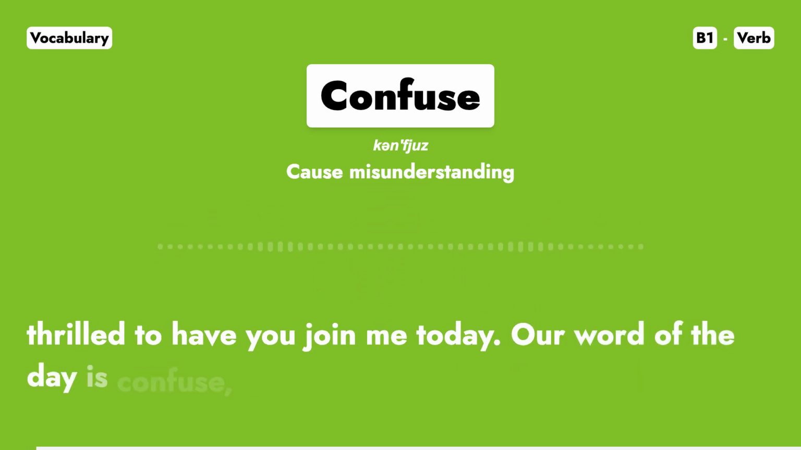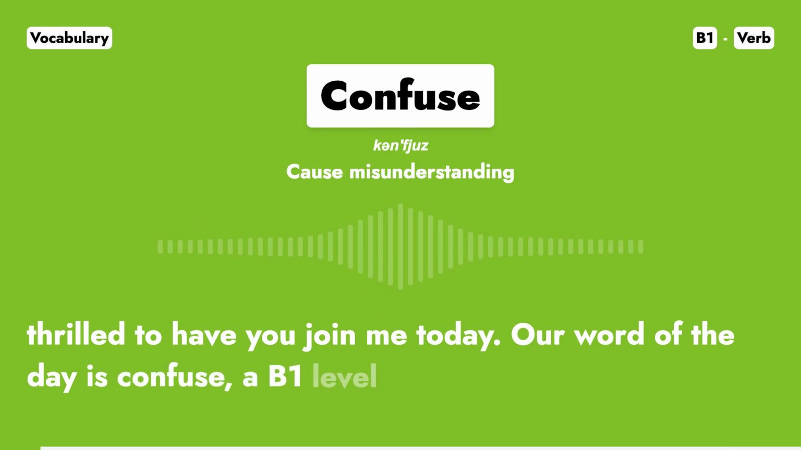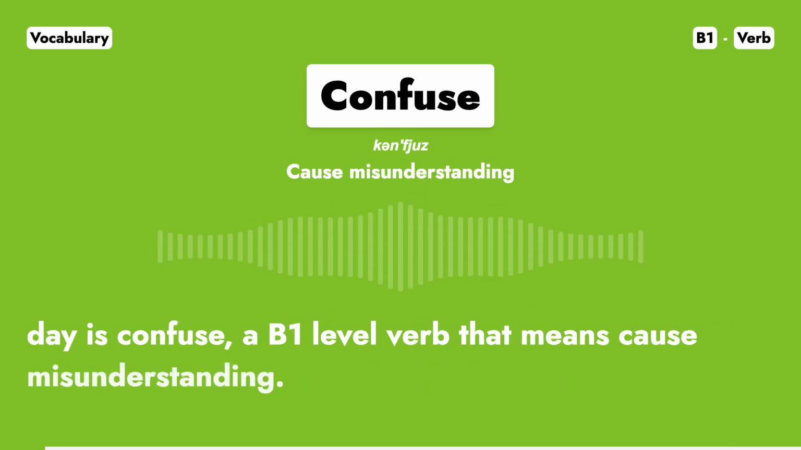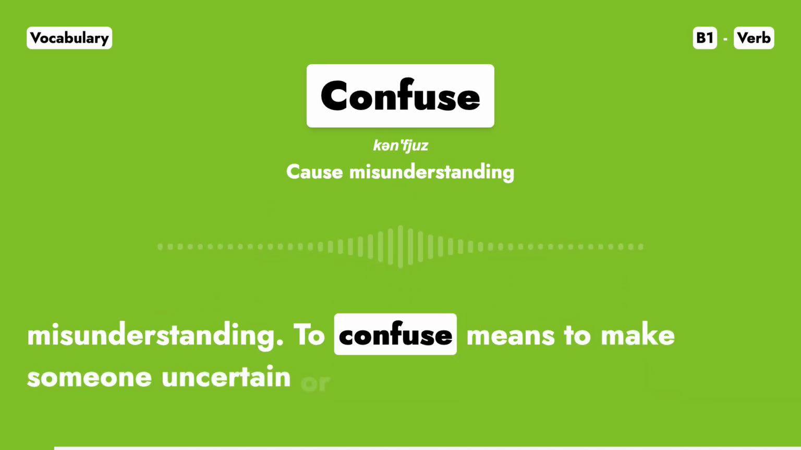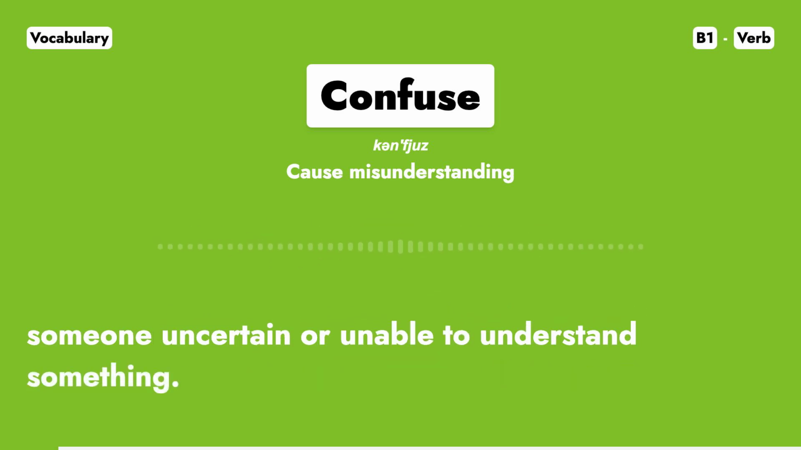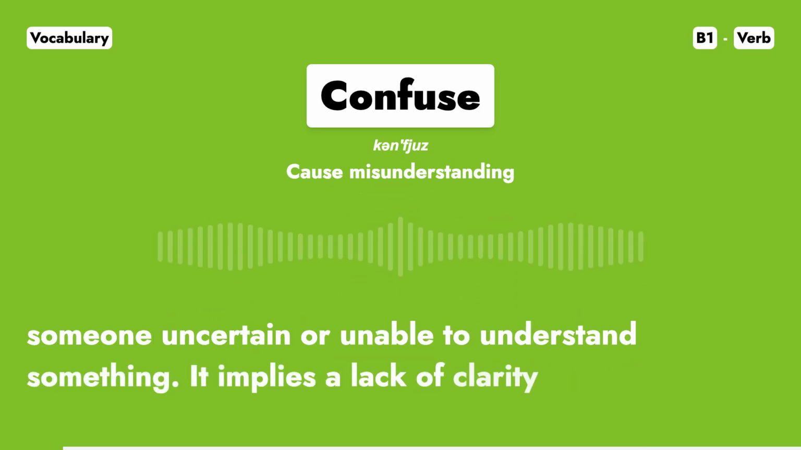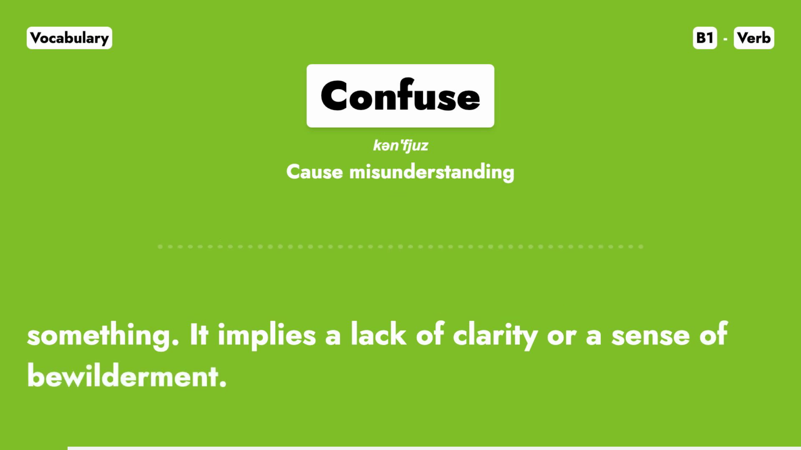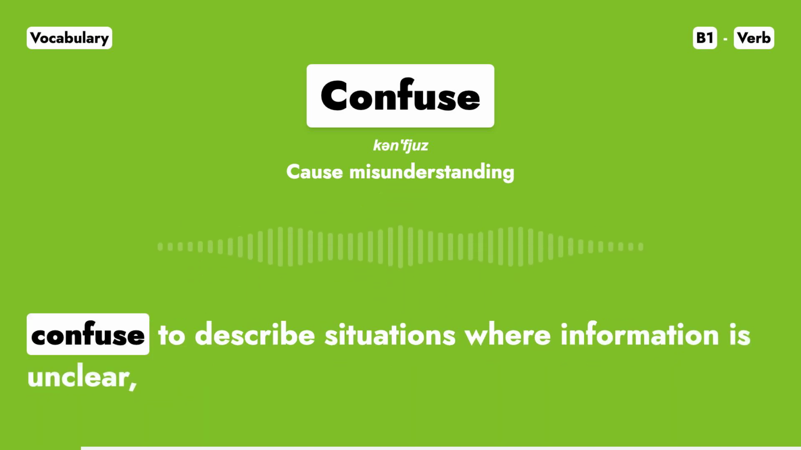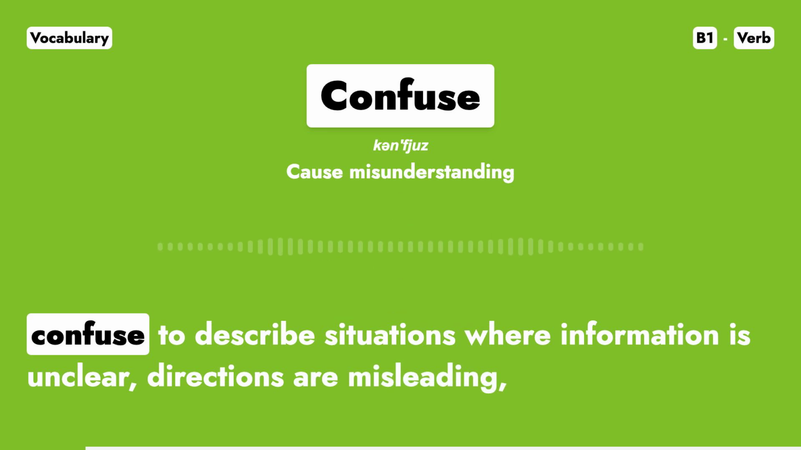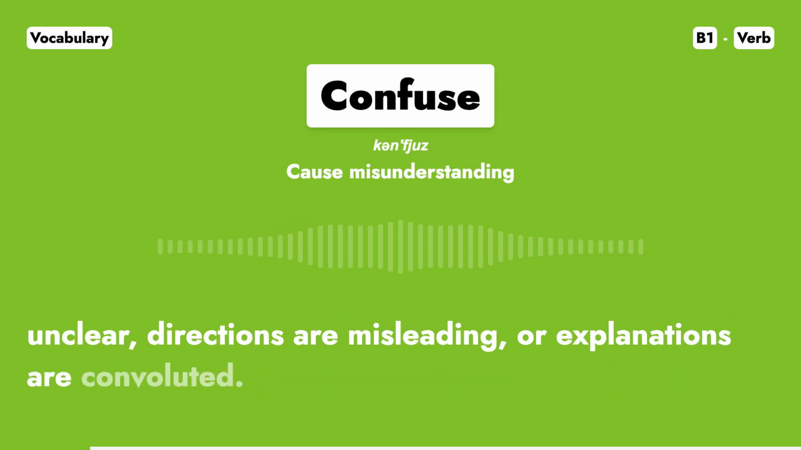Our word of the day is confuse, a B1 level verb that means cause misunderstanding. To confuse means to make someone uncertain or unable to understand something. It implies a lack of clarity or a sense of bewilderment. In everyday language, we use confuse to describe situations where information is unclear, directions are misleading, or explanations are convoluted.